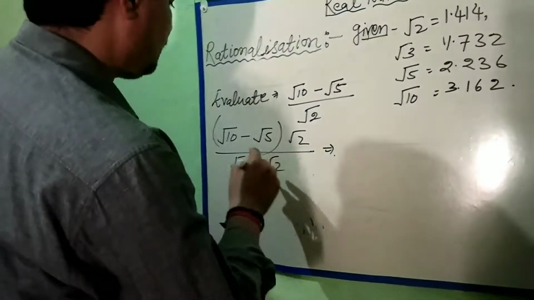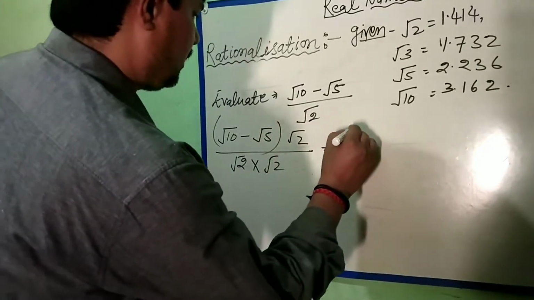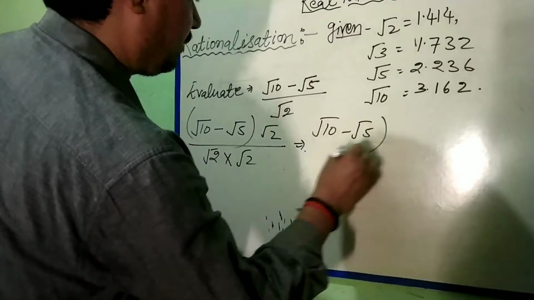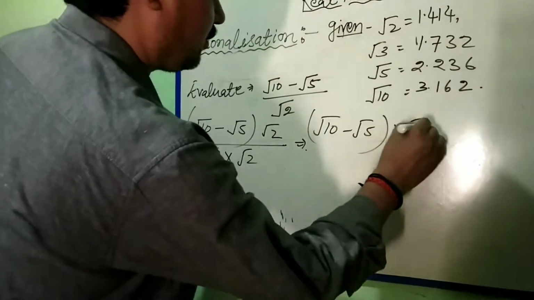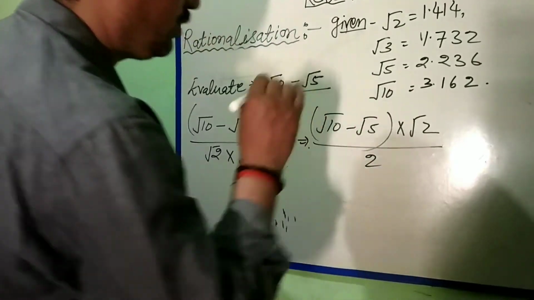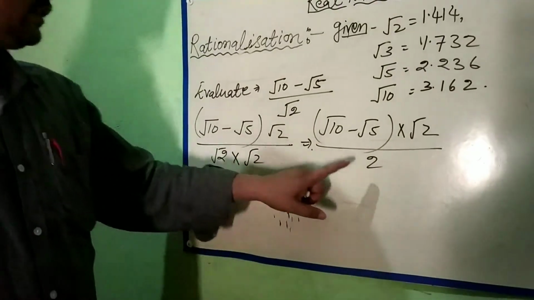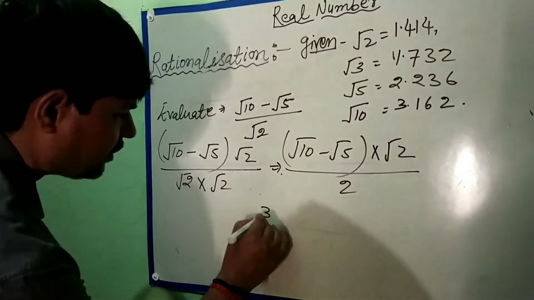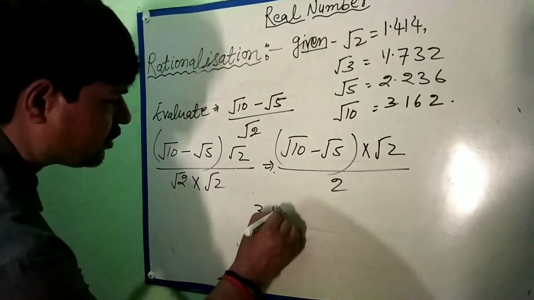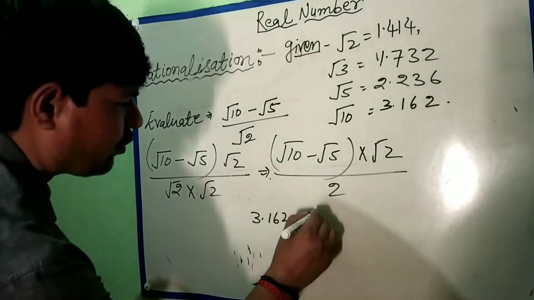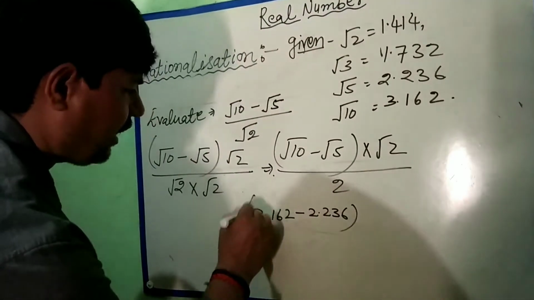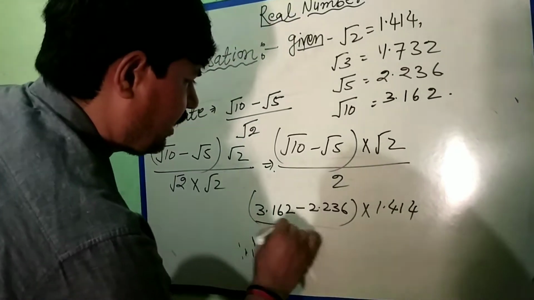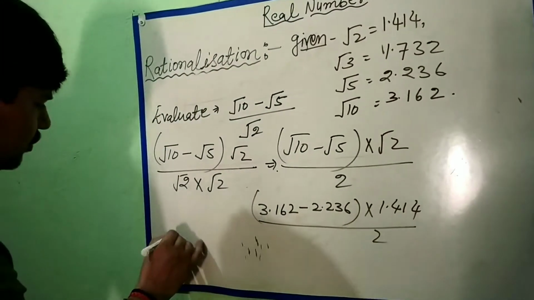So it becomes root 10 minus root 5 multiplied by root 2 upon 2. Now it is rationalized. Now substitute the values. Root 10's value is 3.162 minus 2.236 and multiply by 1.414 upon 2.